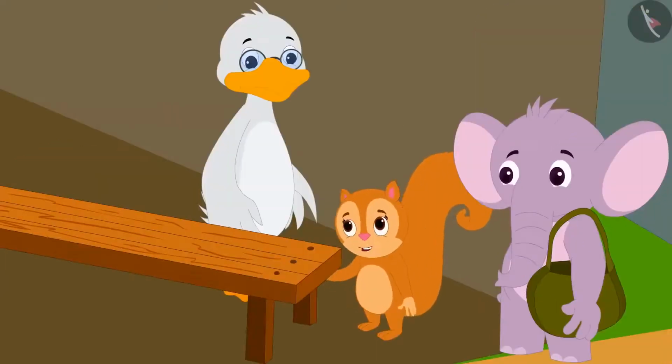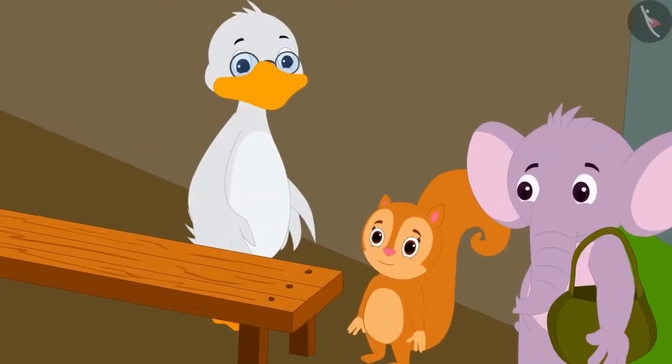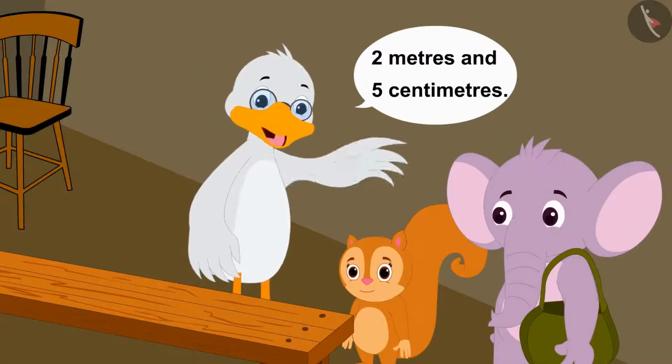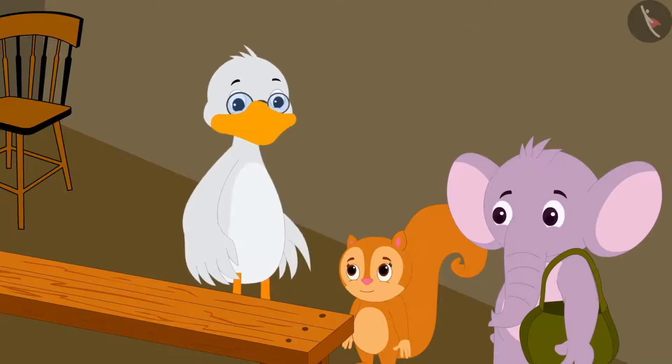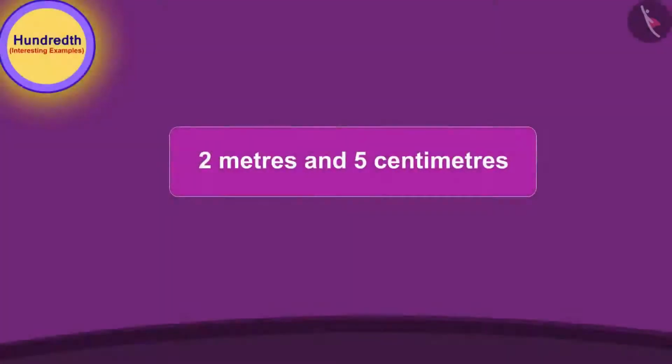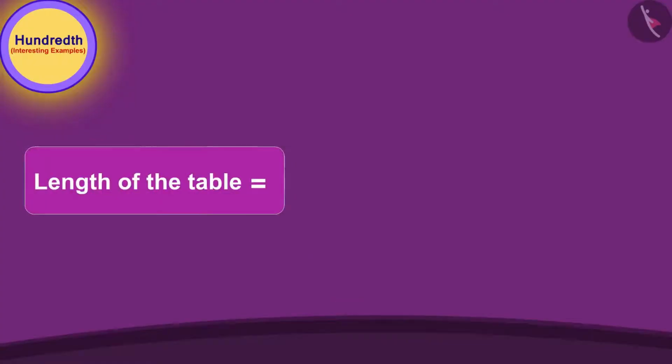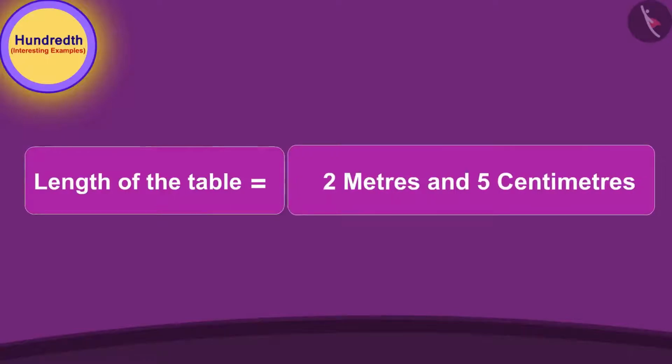Appu liked this table. Uncle, what is the length of this table? Chanda asked Uncle. 2 meters and 5 centimeters, Uncle said to Chanda. Children, can you tell how we can write the length of this table using a decimal point? If you wish to, you can stop the video and find the answer. The length of the table is 2 meters and 5 centimeters.